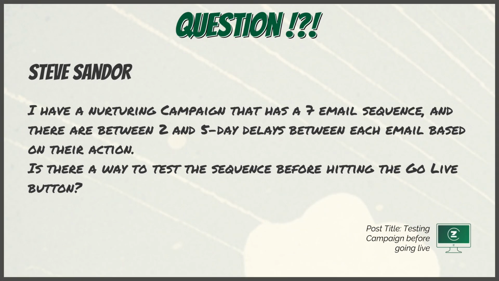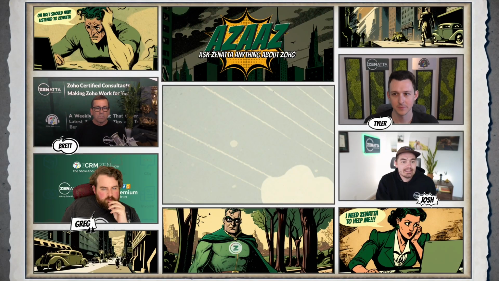Steve Sandor says, I have a nurturing campaign that has 7 email sequences, and there are between 2 and 5 day delays between each email based on their action. Is there a way to test the sequence before hitting the go live button? Yeah, I got this one here.